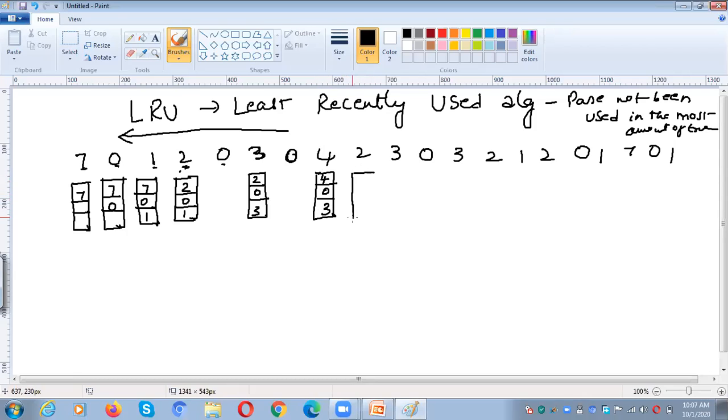Again page fault. Why? Because 2 is not there in the main memory. 4 I referred just now and prior to 4 I referred 0. Prior to 0 and 4 I referred 3. So I need to replace it with 3. And then 3 is also not there. So 2, 4 I referred just now and 0 long back. So 3, 4, 2.